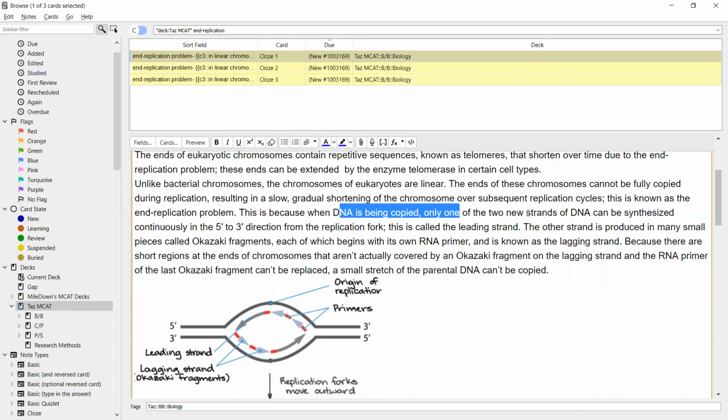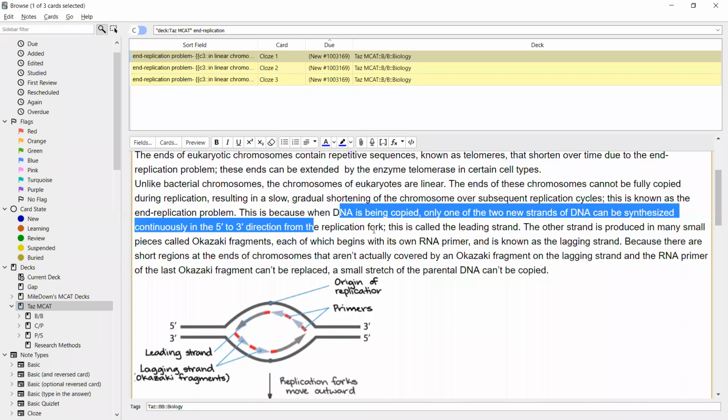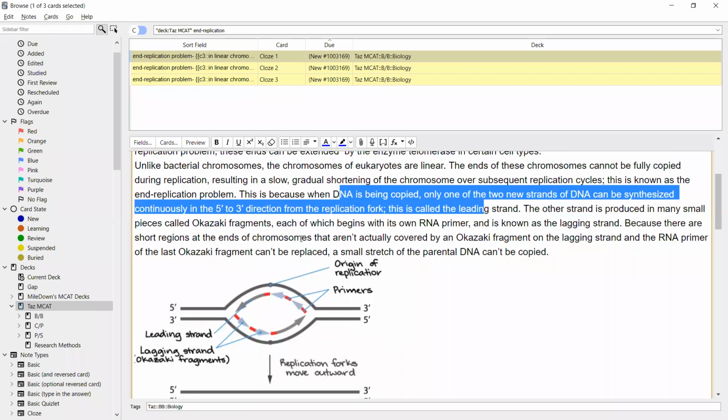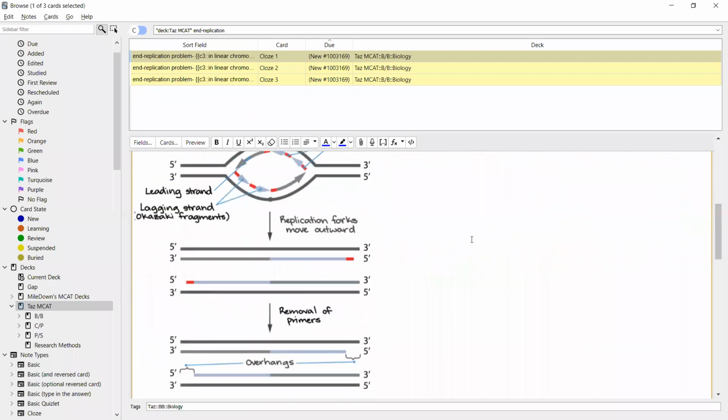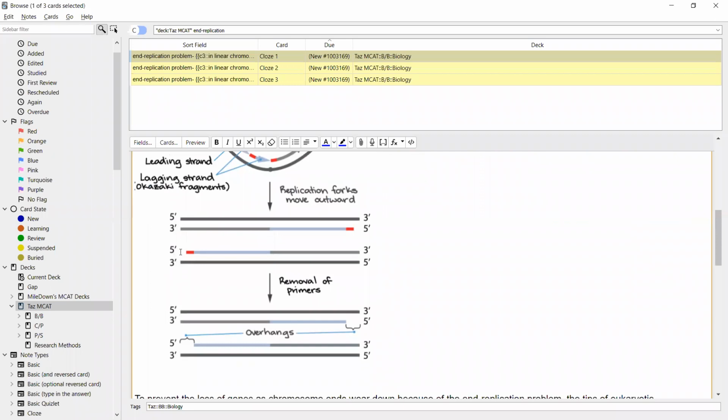When DNA is being copied, only one of the two new strands is synthesized continuously, in the leading strand. The other strand is a lagging strand. And there are short regions at the end that can't be covered by a fragment. Because it can't be covered by the fragment, a little bit is missing now. You see at the end here. And when you have this little bit missing, that could be a problem. We can't have missing DNA.